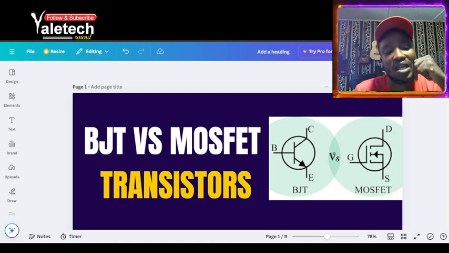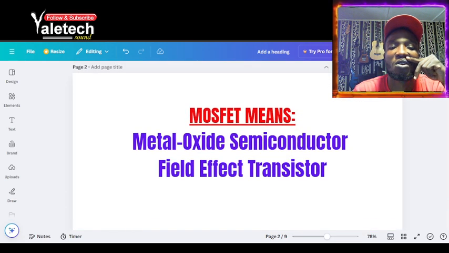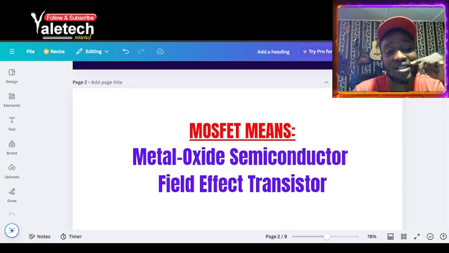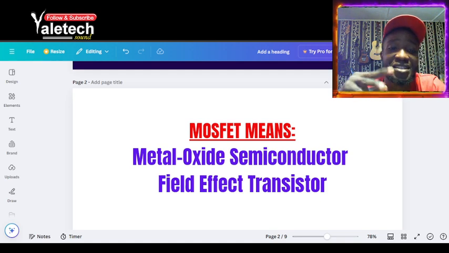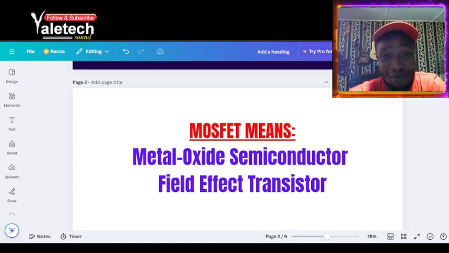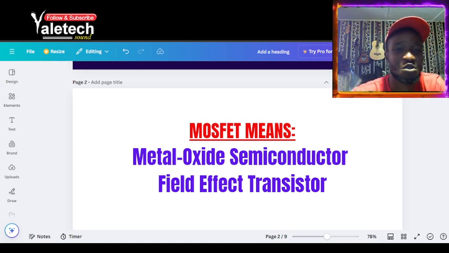So BJT and MOSFET transistor. Now, what does MOSFET really stand for? Very simple, like ABC. MOSFET simply means Metal-Oxide-Semiconductor Field-Effect Transistor. I know some of you didn't know that before, but at least we are learning. So that's what it stands for. You can see it's a very useful material.